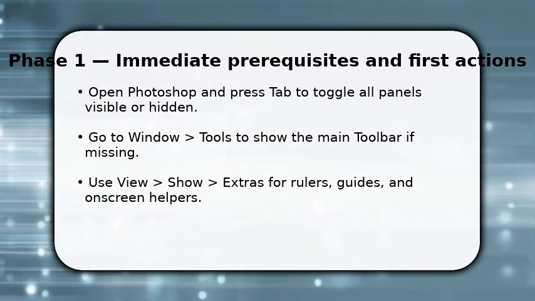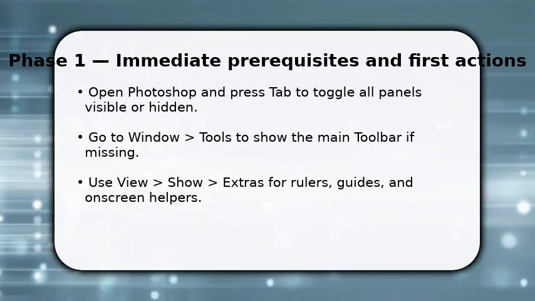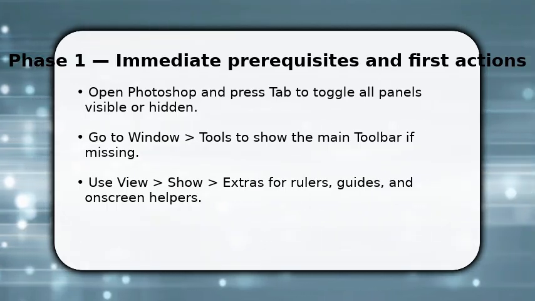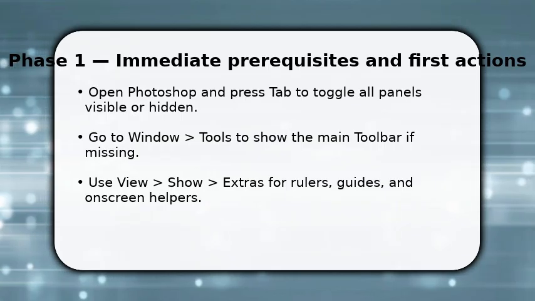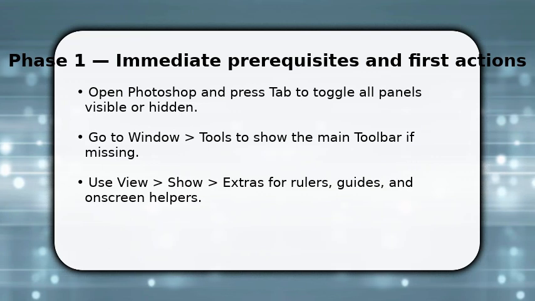Once done, enable View, Show Extras to reveal rulers and guides that help position tools. Make sure to check the top control bar too, because many tool options live there. This establishes the working environment so you can customize and use tools confidently.